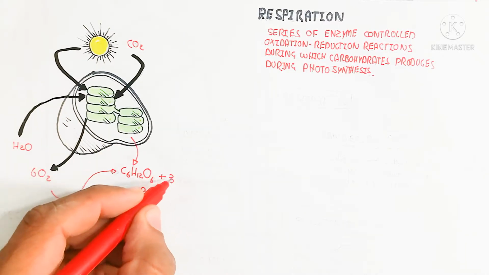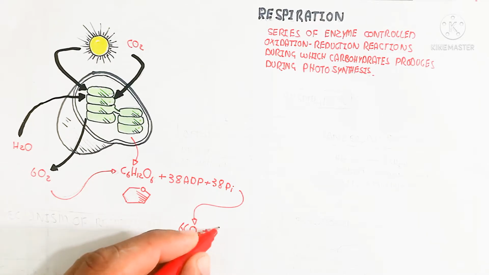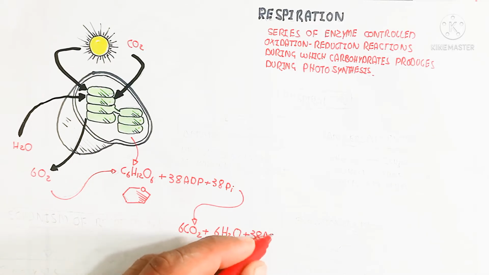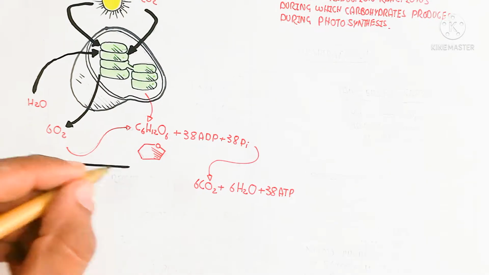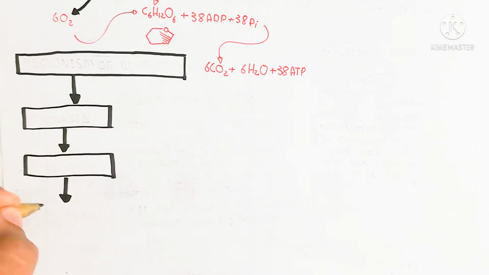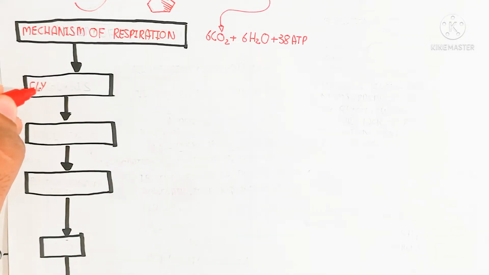This is C6H12O6, and this oxygen is used during respiration. So when we consume these things, the glucose will be broken down in the presence of oxygen to produce 38 ATP from ADP, and carbon dioxide will be produced, after the inhalation of oxygen, to exhalation of carbon dioxide in our body.